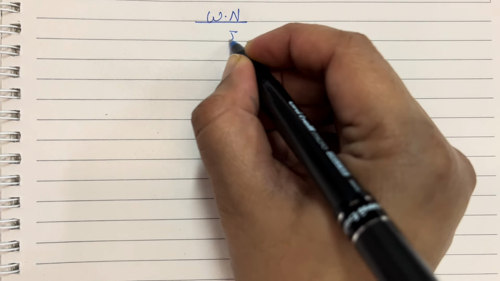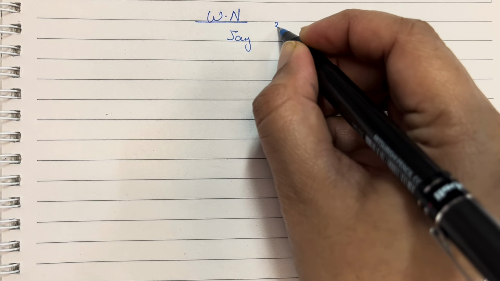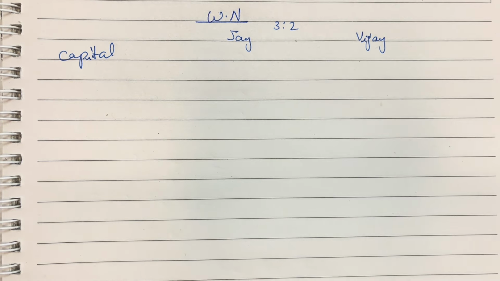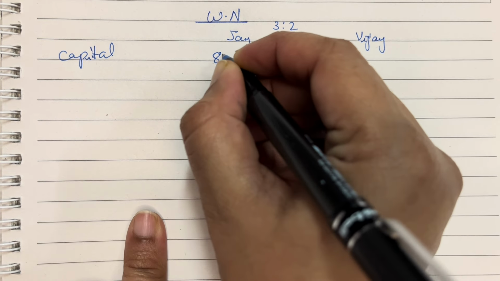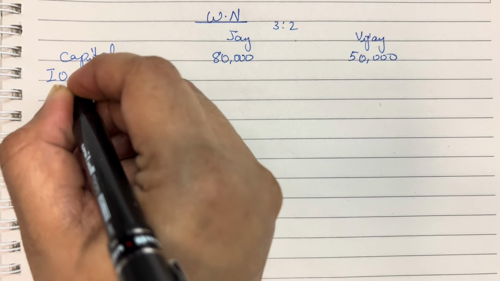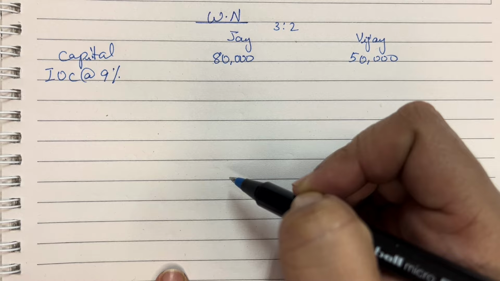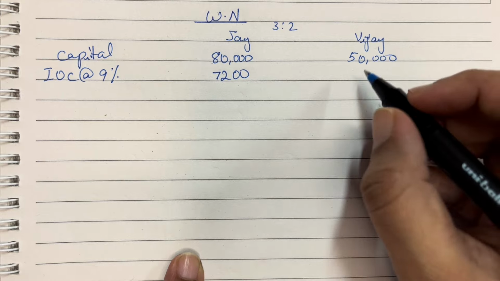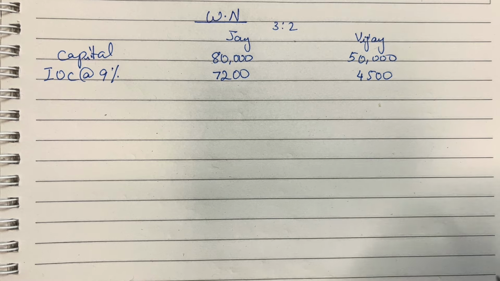Now we have two partners. One is Jay and the second one is Vijay. They are sharing profits in the ratio of 3:2. Their capital is 80,000 and 50,000, and interest on capital is at 9%. So Jay's interest on capital will be 7,200 rupees, and Vijay's interest on capital would be 4,500 rupees when it's calculated at 9%.